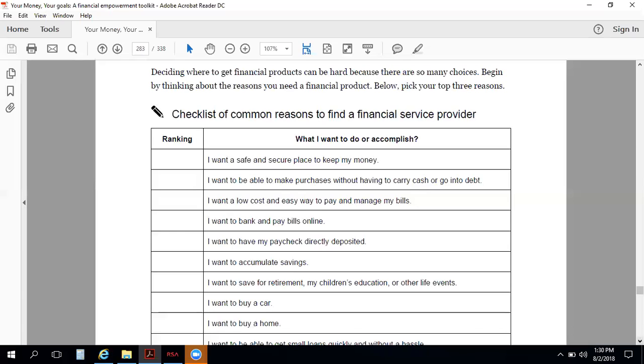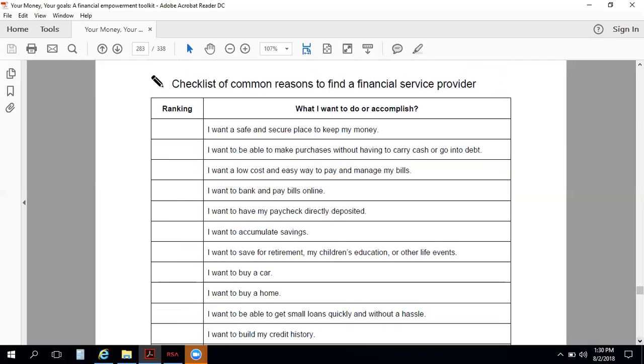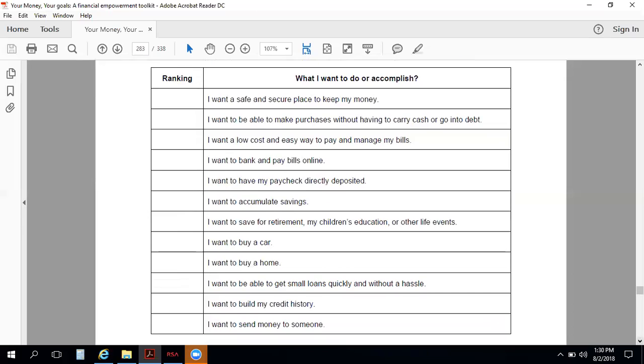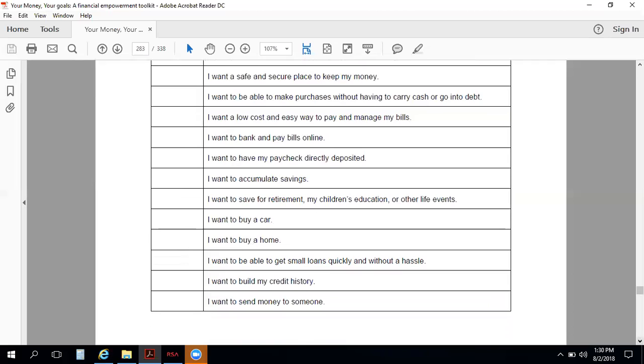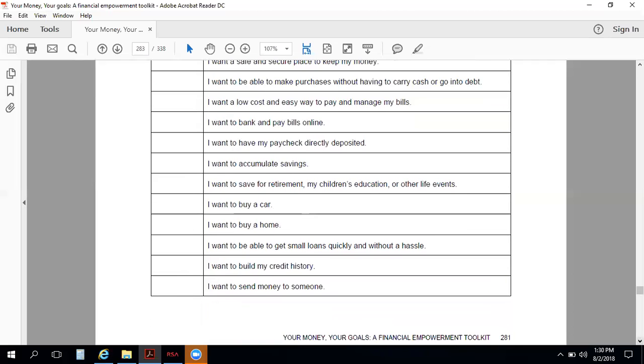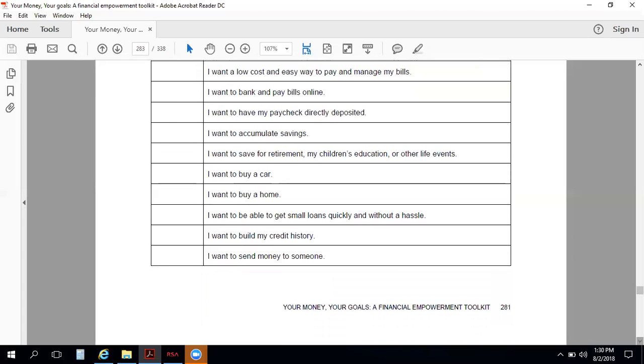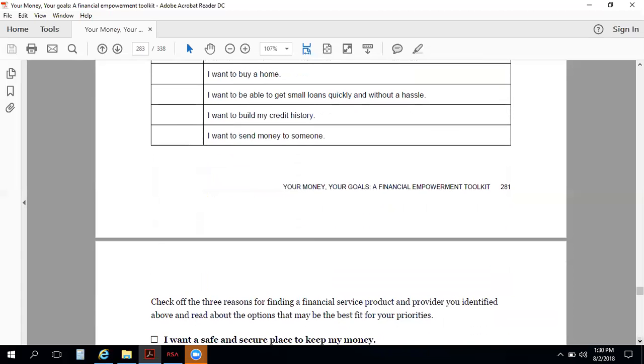Maybe their goal isn't related to necessarily saving money, but maybe they want to purchase something. Maybe they have a goal to purchase a car or a home or be able to get a loan. Or maybe they need to work on their credit, as we talked about in previous modules, and their goal is to build credit. This is just a tool that a client can use to easily prioritize what their goals are.